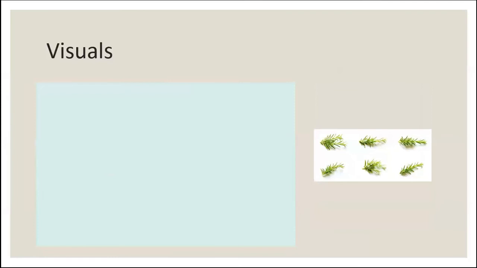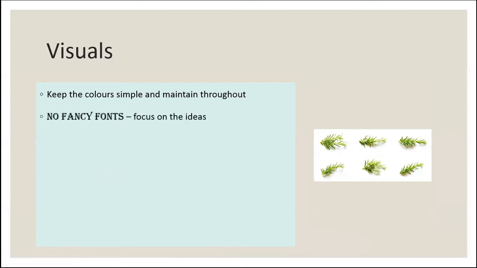Some other points about visuals. Keep the colors simple, like this. The colors here are simple. We've got a sort of brownish grey background, a light blue square in the middle, and the type is in black. So keep the colors simple. Resist the temptation to have fancy fonts. Calibri, Arial, those kind of fonts are fine. Stick with them. Make sure that everyone can see the font size.